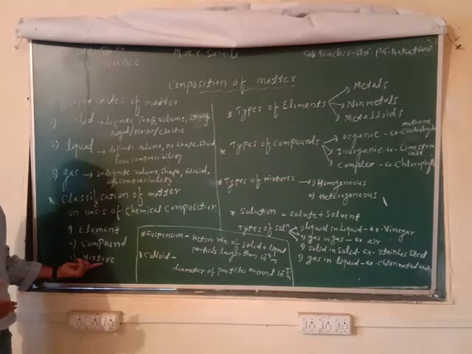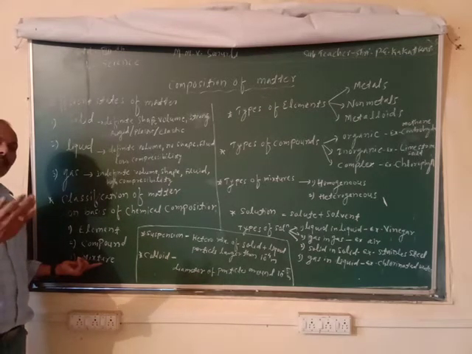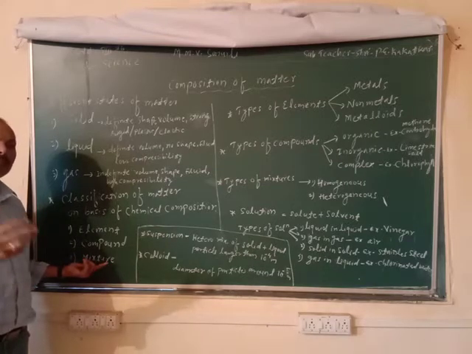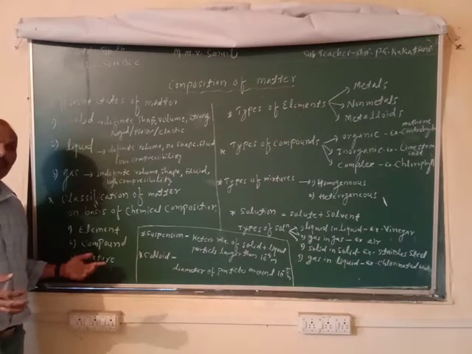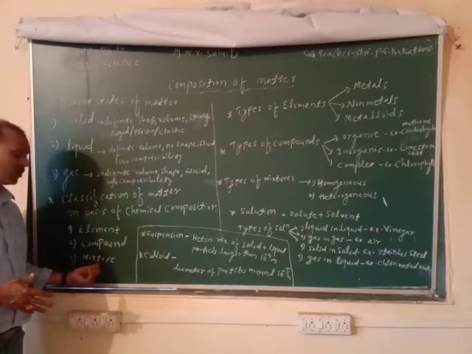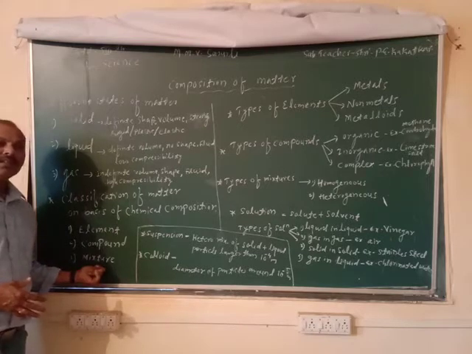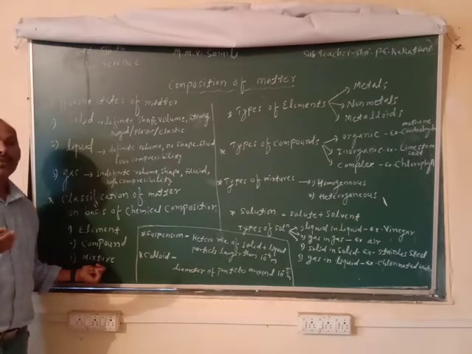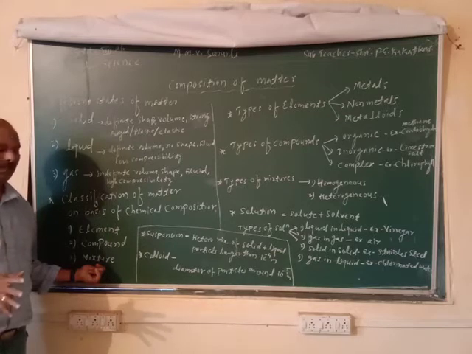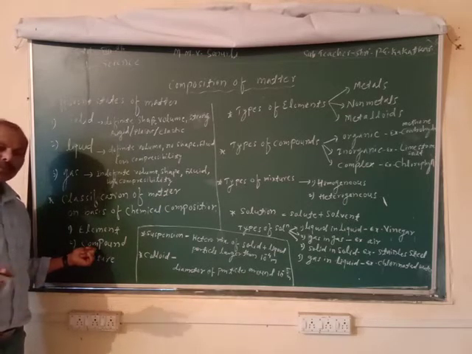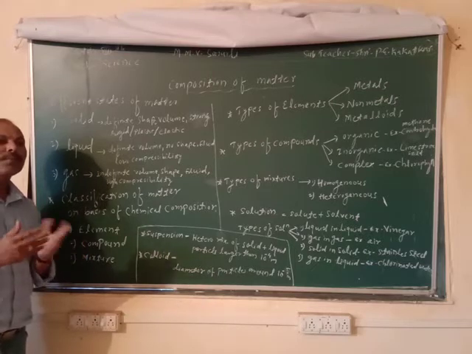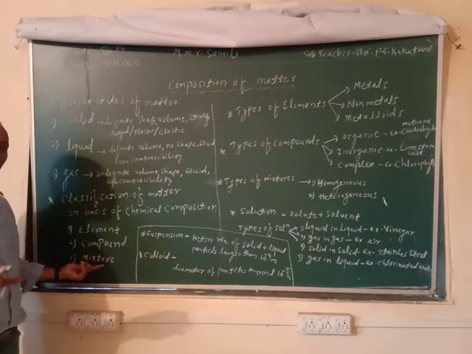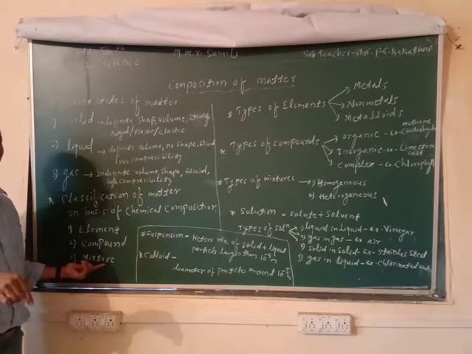Then mixture. Here also two or more types of particles or atoms come together in the mixture. But here the proportion of the components is not fixed. In compound, the atoms which come together are in proper proportion, but in mixture there is no proper proportion of the content.